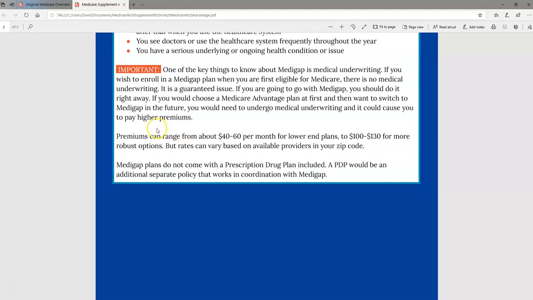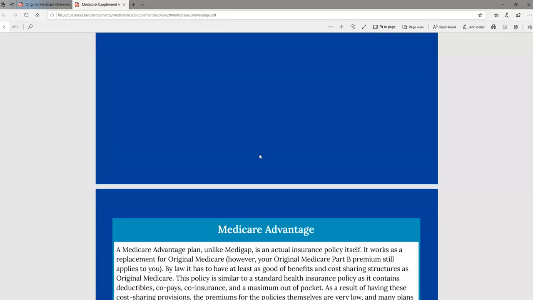So premiums for Medicare Supplement or Medigap options can range from about $40 to $60 per month for lower end plans to about $100 to $130 per month for more robust options. But rates can vary based on available providers in your zip code. Really important to note that. And again, Medigap plans do not come with a prescription drug plan included. A PDP would be an additional separate policy that works in coordination with Medigap and original Medicare.